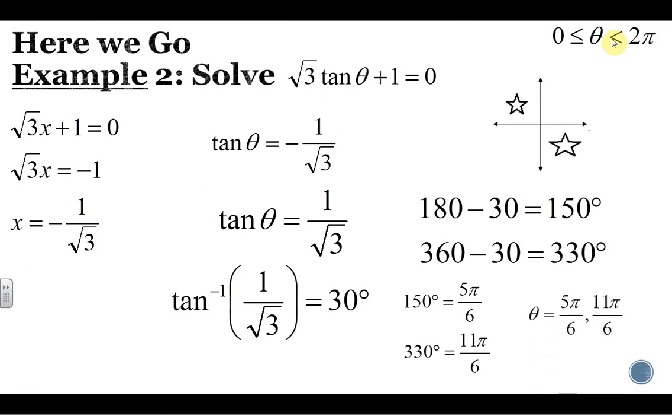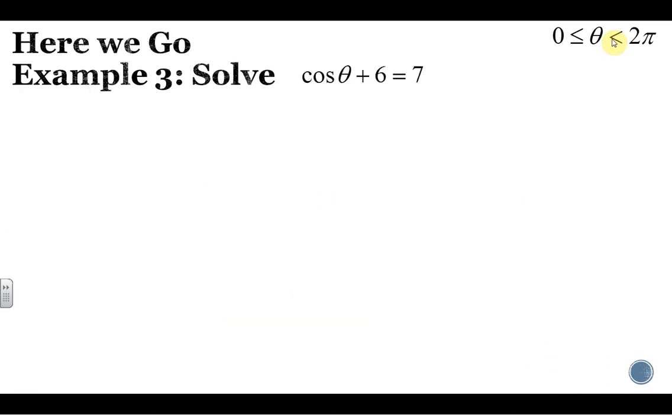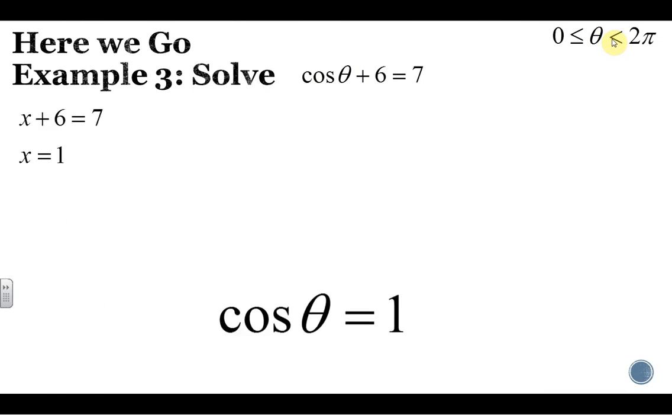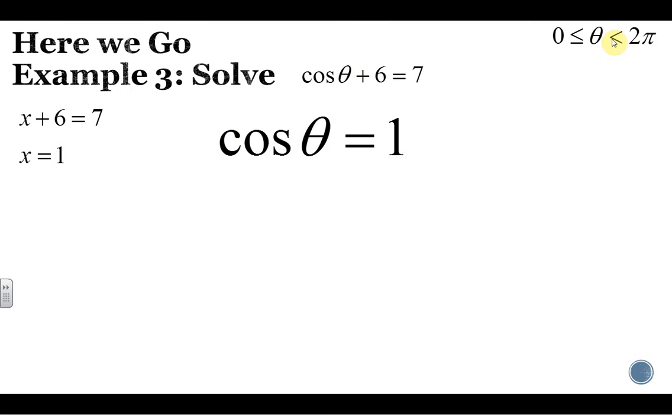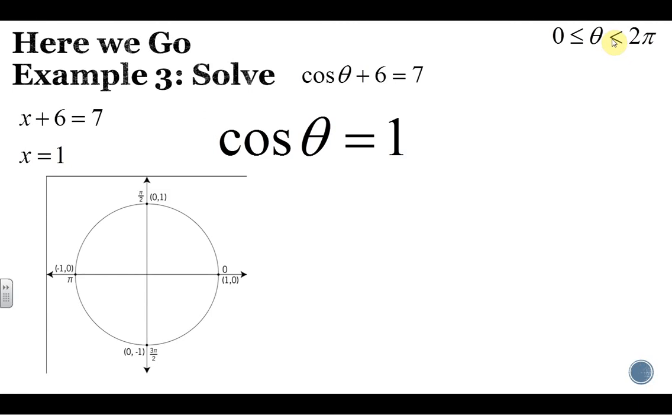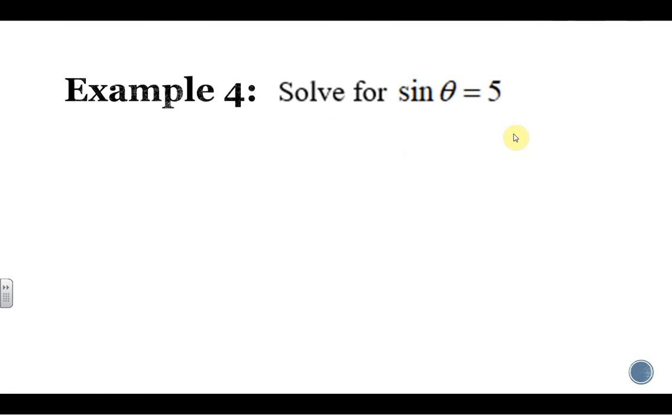I think there's one more. Evaluate. We subtract 6 and we get cosine theta equals 1. Sine is the y, cosine's the x. Where is the x positive 1? 0 and 360. Look at the units. But pay attention. It says from 0 up to, but not including, 2 pi. So are you using 2 pi or are you using 0? Just 0, not also 2 pi.